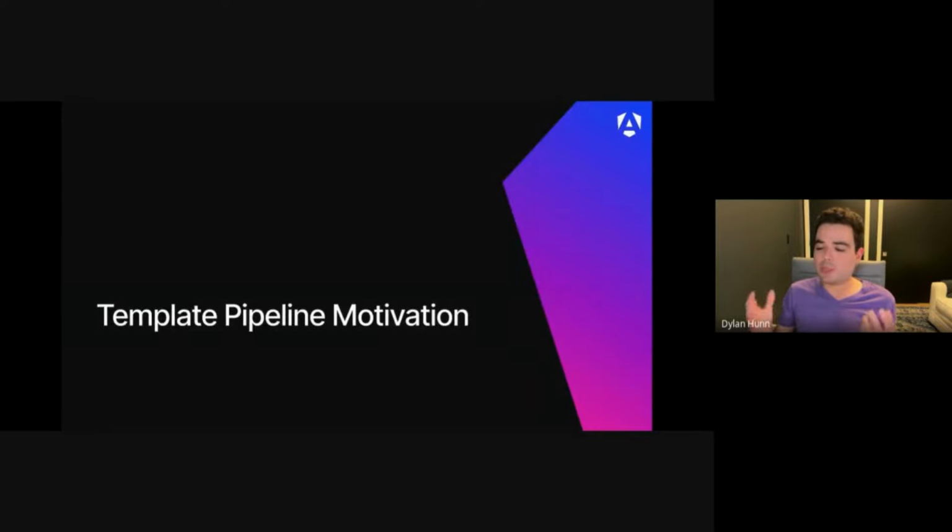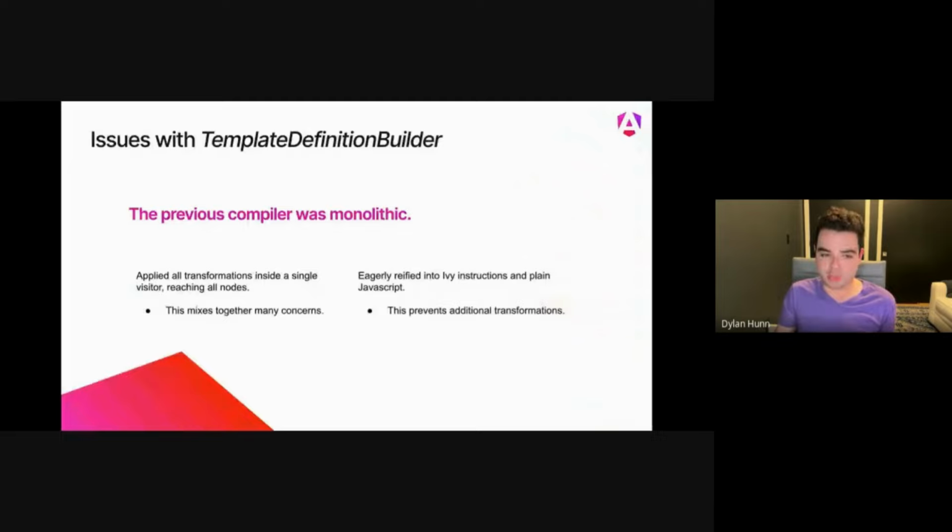So why did we do template pipeline as a project? Because we already had an old compiler, called Template Definition Builder, and we decided basically to rewrite it with this project. So why did we do that? The biggest issue was that Template Definition Builder was extremely monolithic. It was structured as one visitor that visited all the nodes in the abstract syntax tree and transformed them. And this really mixed together a bunch of different topics.